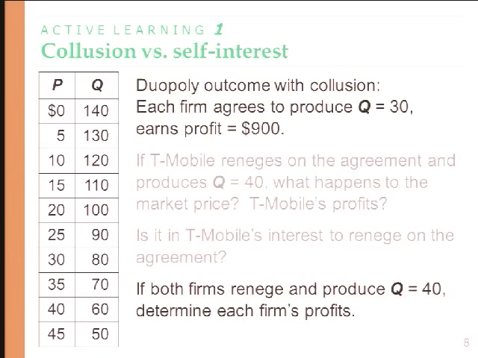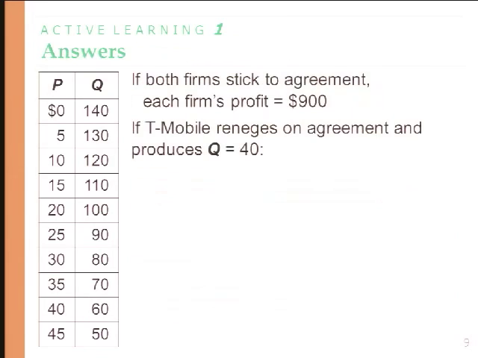Cameron's dead right. If they both stick to the agreement, they're going to be better off. They're each going to generate profits of 900. But once they've reached that agreement, is the agreement sustainable? Will it last? If T-Mobile reneges and produces 40, not 30 units, the total will be the 30 from the other duopolist and 40 from T-Mobile, and when I take that 70 and come over to my schedule here, the 70 will generate a price in the marketplace of $35, right? And as a result, T-Mobile will benefit by that move. It will now generate $1,000 of profits, not 900.